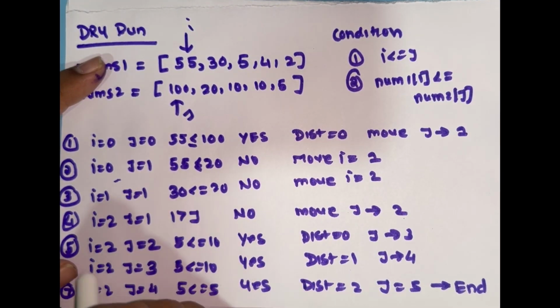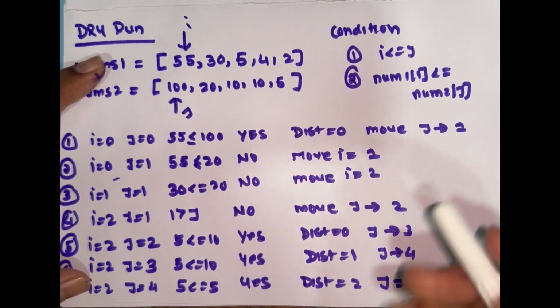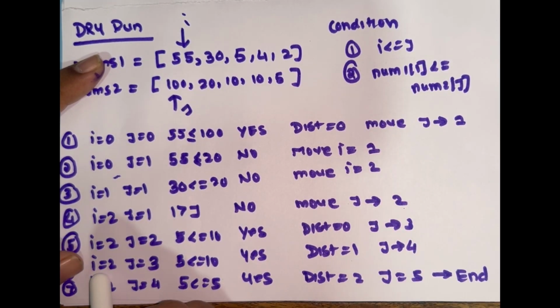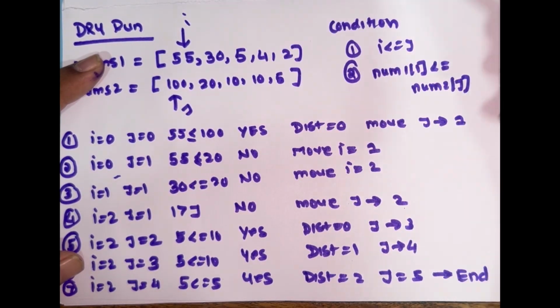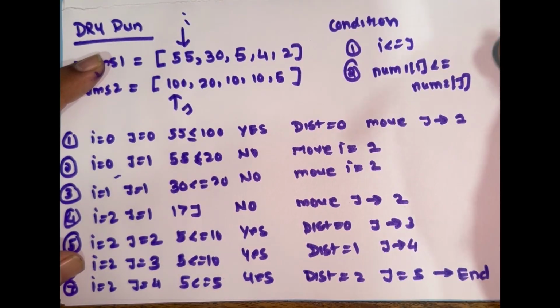In the fifth iteration, i equal to 2, j equal to 2. 5 is less than or equal to 10. Yes, this satisfies the condition. So the distance will be equal to 0 and we will move j. In the sixth iteration, i equal to 2, j equal to 3. 5 and 10 we are comparing. Yes, this satisfies the condition. We calculate the distance. The distance is 1. We will move j further to calculate the maximum distance.